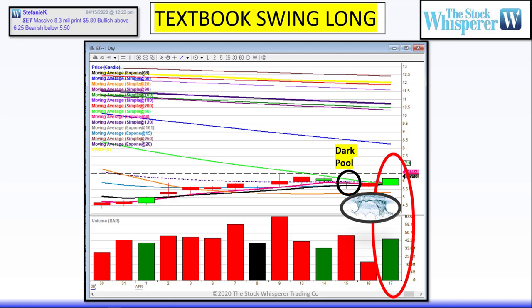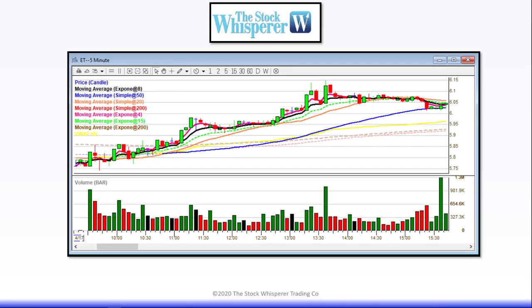Overnight momentum swing trading. Closing strong on higher volume than the day before and above the prints. Folks, it doesn't get better than this. So you can see the chart from that day. It was moving up and up and up all day long.